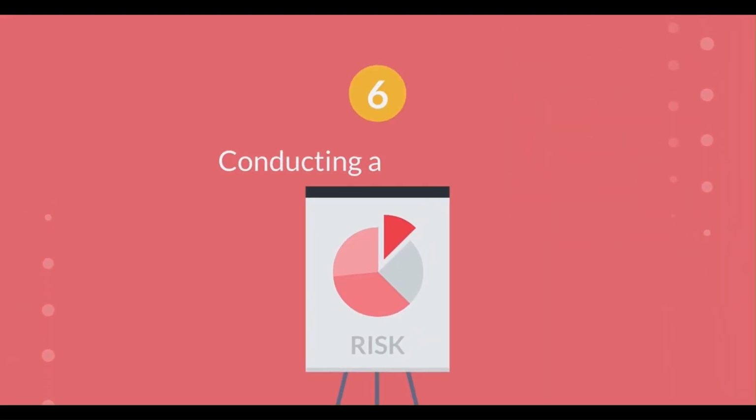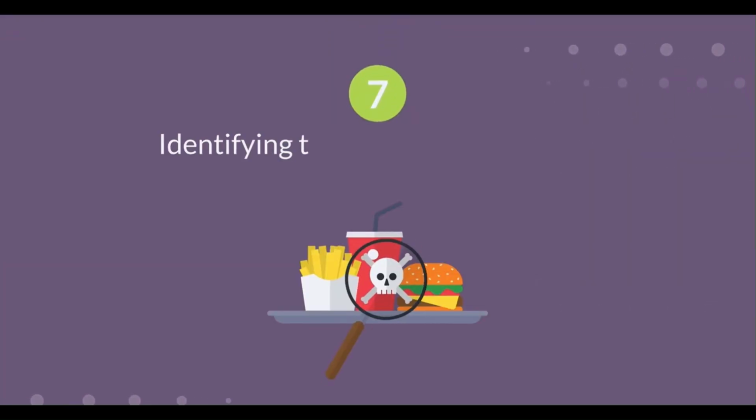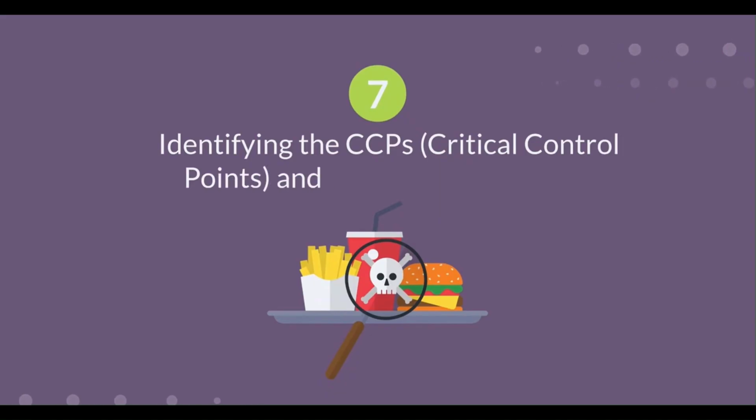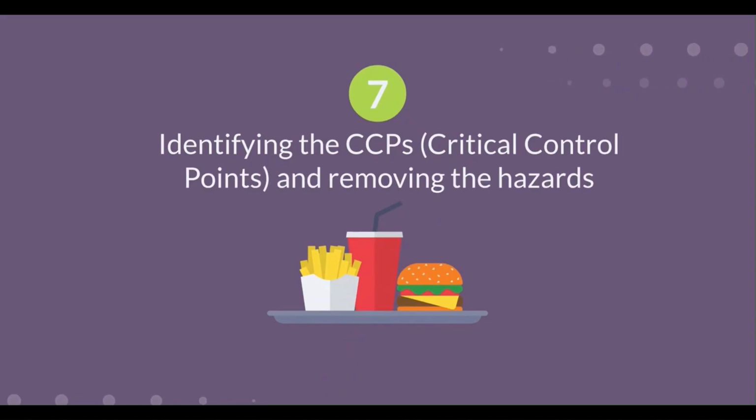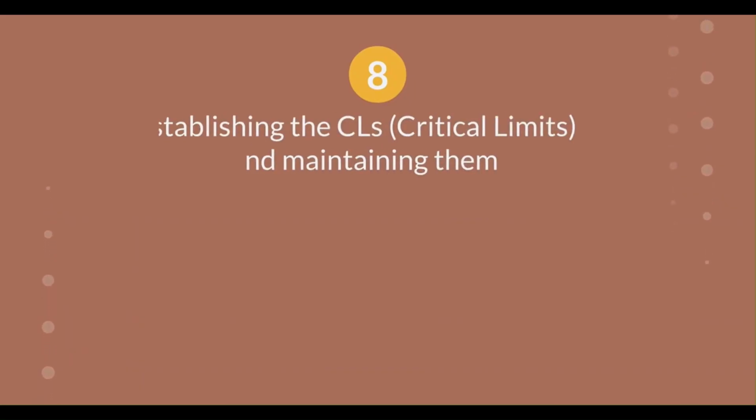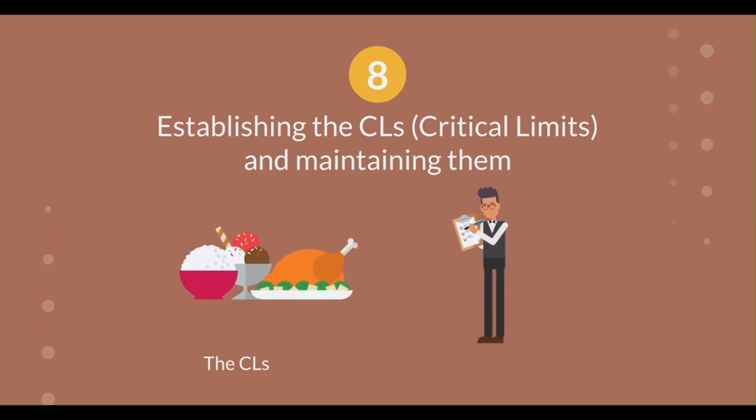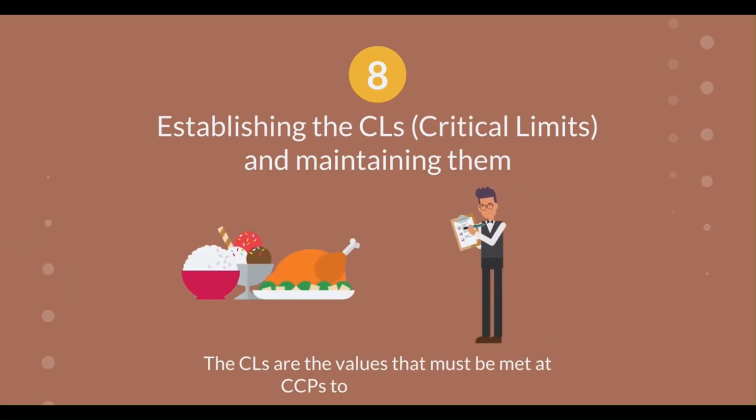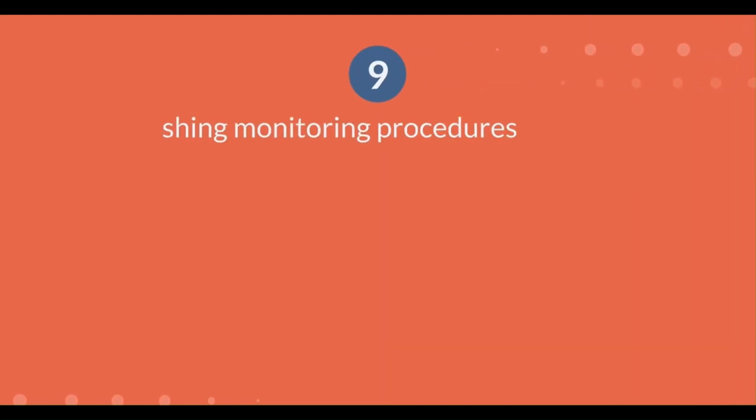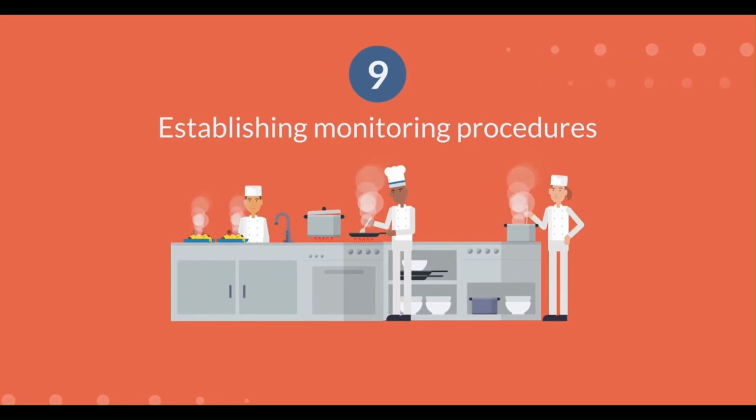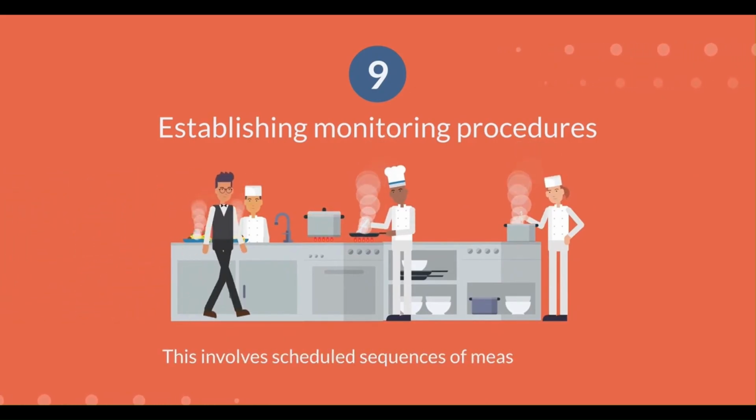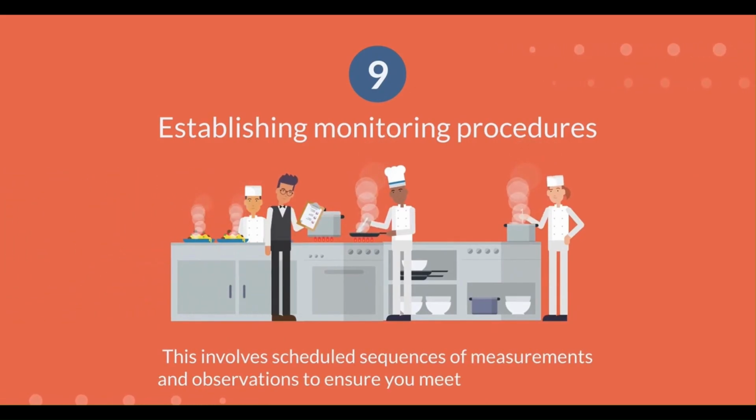6. Conducting a risk analysis. 7. Identifying the CCPs, critical control points, and removing the hazards. 8. Establishing the CLs, critical limits, and maintaining them. The CLs are the values that must be met at CCPs to keep food safe. 9. Establishing monitoring procedures. This involves scheduled sequences of measurements and observations to ensure you meet established CLs.